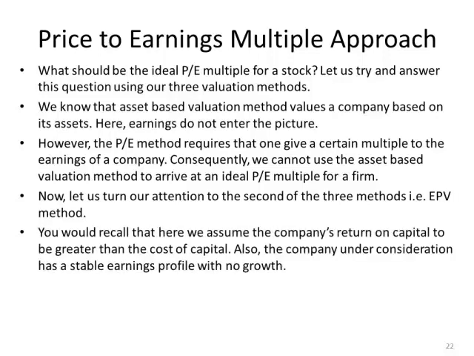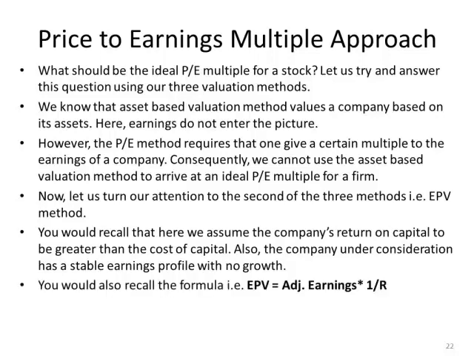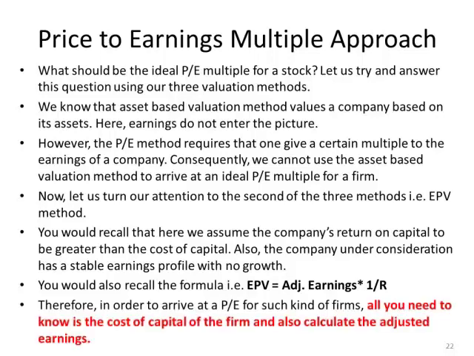Recall here that we assume the company's return on capital is greater than the cost of capital, and we're also assuming that the company has a stable earnings profile with no growth. The formula for earnings power value was to take the adjusted earnings and divide it by the cost of capital, R. So in order to arrive at the PE for such firms, all you need to do is know the cost of capital of the firm and also calculate the adjusted earnings.